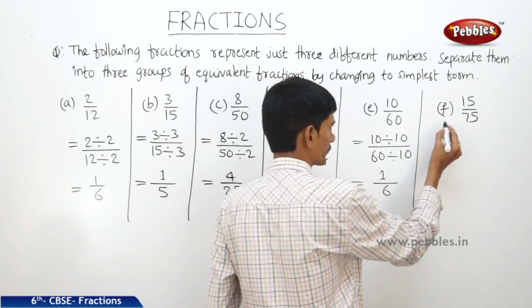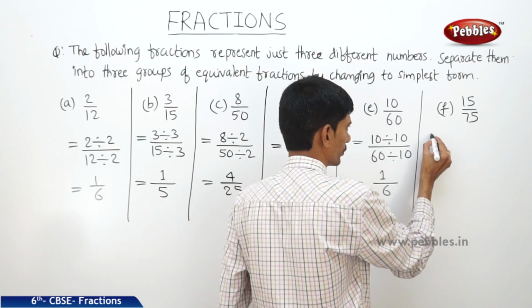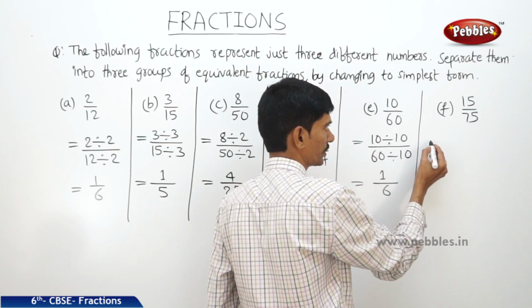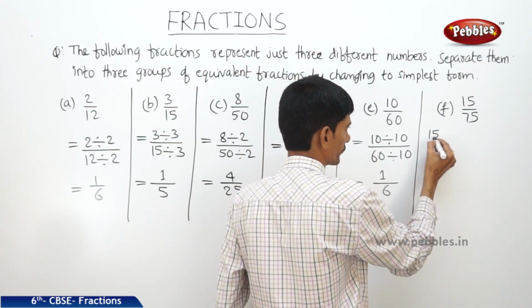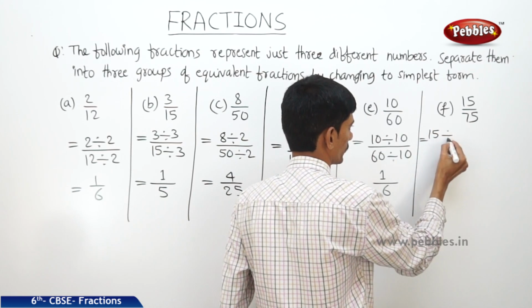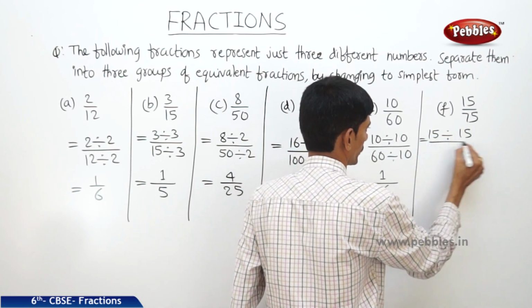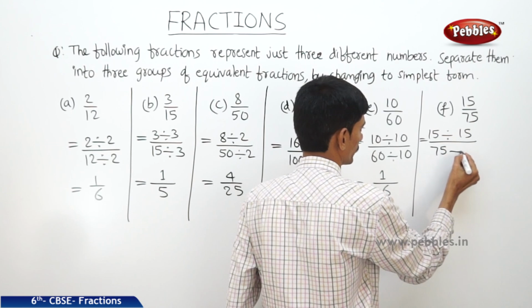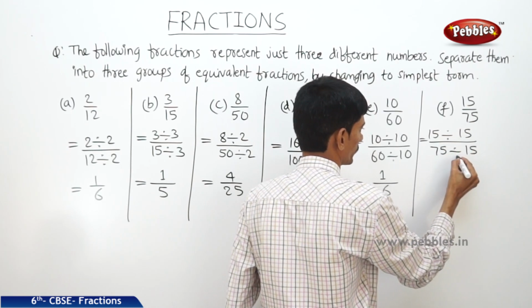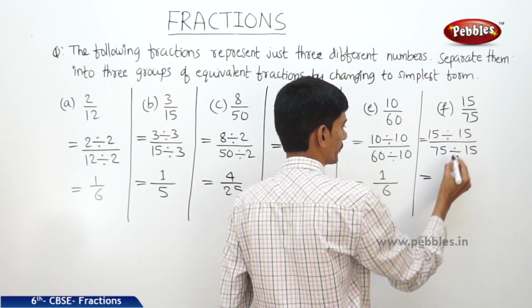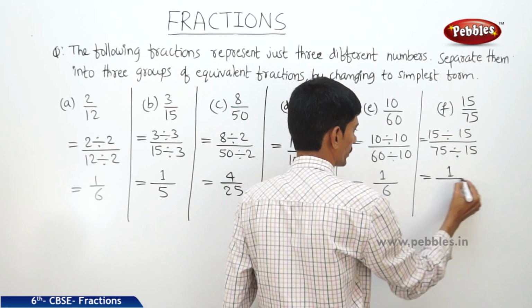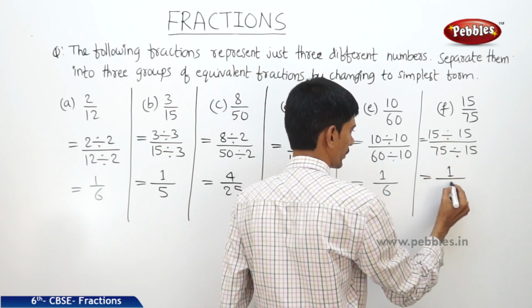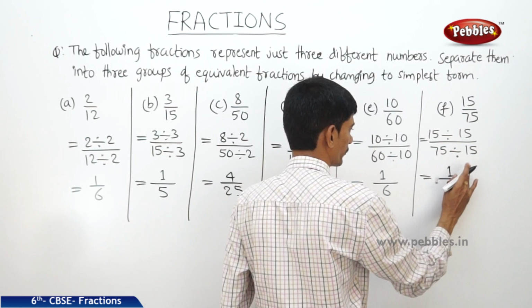Next, 15 by 75. If both numerator and denominator are divided by 15, then 15 divided by 15 by 75 divided by 15. So 15 divided by 15 is 1, 75 by 15 is 5. So this is 1 by 5.